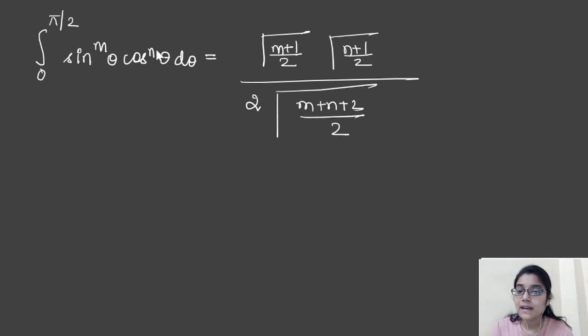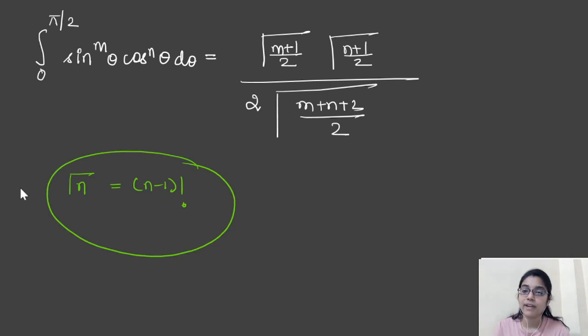Suppose here n is 0, so you are getting only what? Sine raised to the power m theta. If this m is odd, you will get a term like (3 plus 1) by 2 or something. In a similar way, if you solve, you will reach the same solution. And for those who don't know about gamma, gamma n is nothing but (n minus 1) factorial. You might know about the factorial very well.